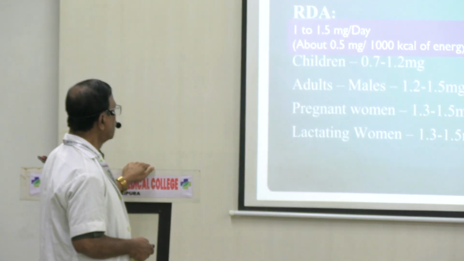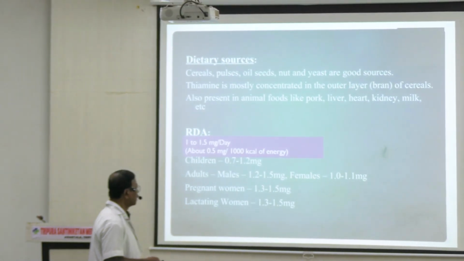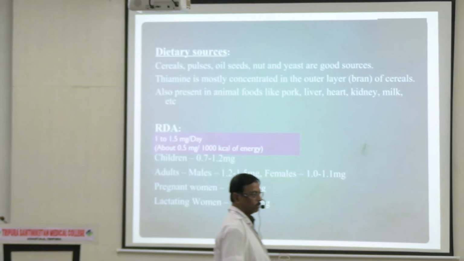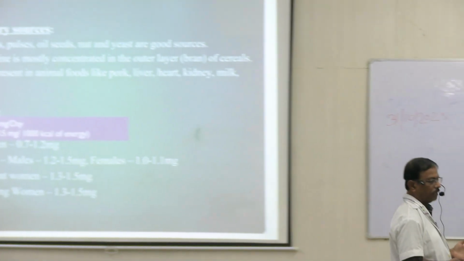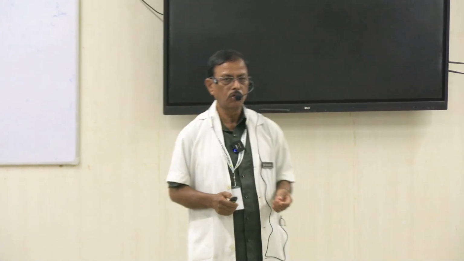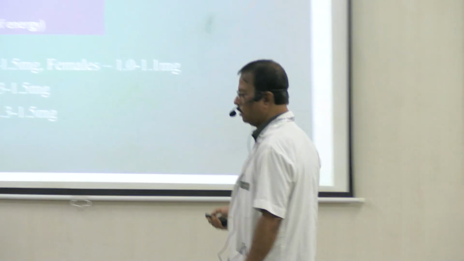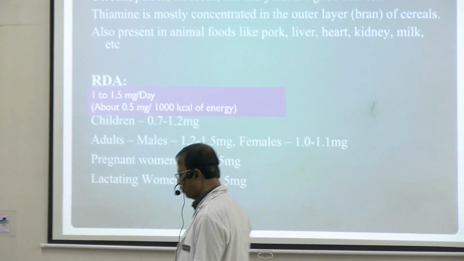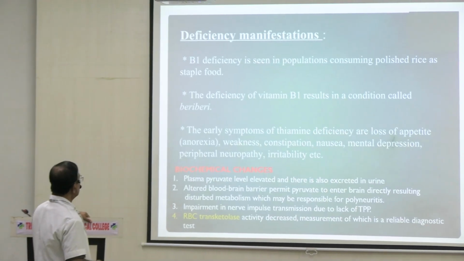RDA is 1 to 1.5 milligram per day, about 0.5 milligram per kilocalorie of energy. So a person utilizing 2000 kilocalorie of energy per day will require a minimum of 1 milligram of thiamine. Accordingly, children will need less, pregnant women will need a bit more, and lactating women will need more. Deficiency manifestations.